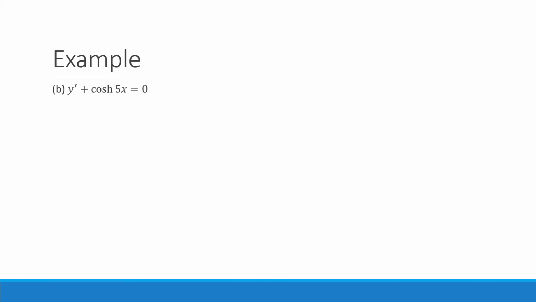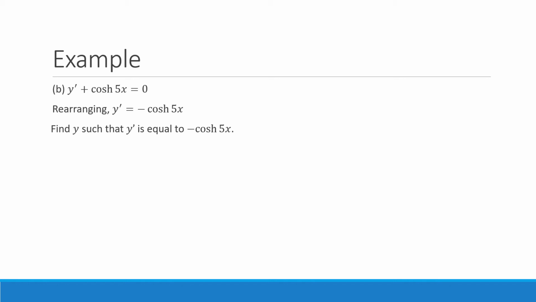So let's try another example. Here we have the first derivative of y plus the hyperbolic cosine of 5x equals 0. It might be easier to rearrange this equation such that we have the derivative of y is equal to negative hyperbolic cosine of 5x. Again, this question is asking us to find some function y such that when we take the derivative of it, that derivative is equal to negative hyperbolic cosine of 5x.